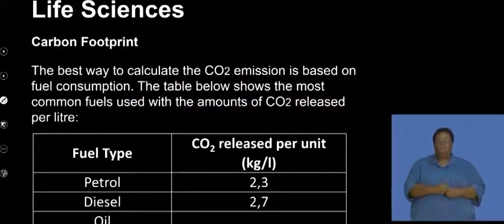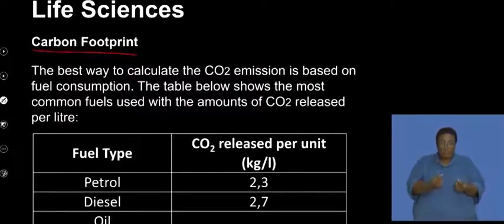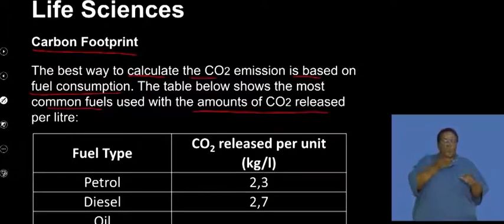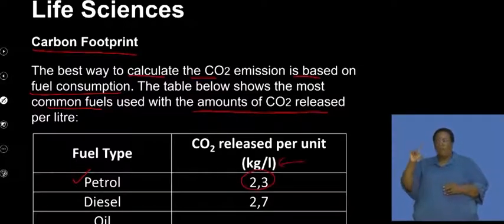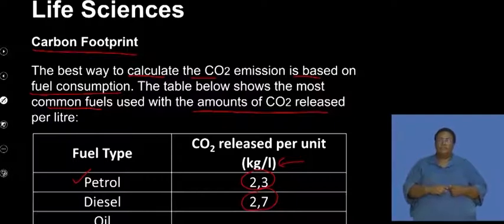So it's important that we look at how we can calculate our carbon footprint. So the best way to calculate the carbon footprint emission is based on the fuel consumption. The table below shows the most common fuels used and the amounts of carbon dioxide released per liter. So if we look at petrol, which again is what is used in most automotive industries, the amount of carbon dioxide that is released there is 2.3 kilograms per liter of fuel consumed. Diesel has 2.7 kilograms of carbon dioxide produced per liter, and oil for heating produces 3 kilograms per liter.